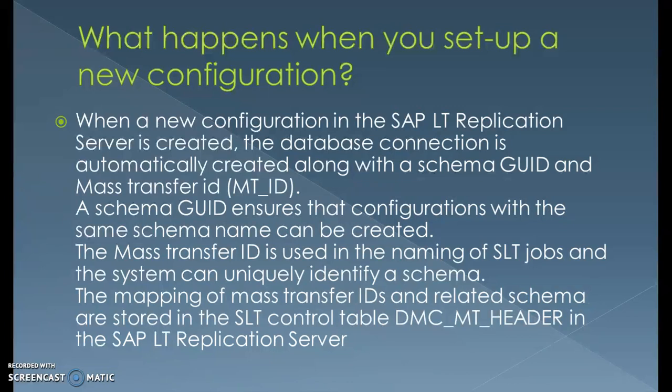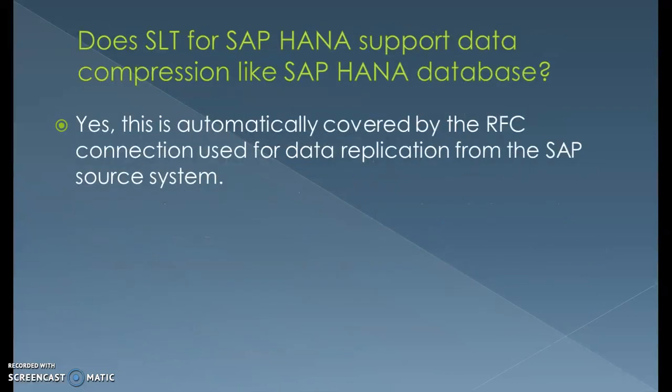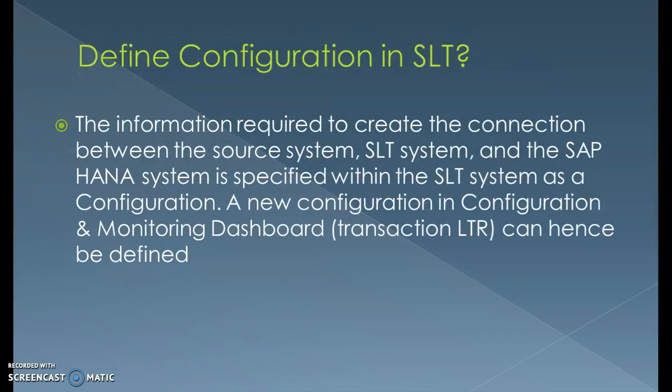The mapping of mass transfer IDs and the related schema are stored in the SLT config control table, that's DMC_MT_HEADER, in the SAP LT replication server. So does SLT for SAP HANA support data compression like the SAP HANA database? Yes, obviously this is automatically covered by the RFC connection used for data replication from the SAP source system.